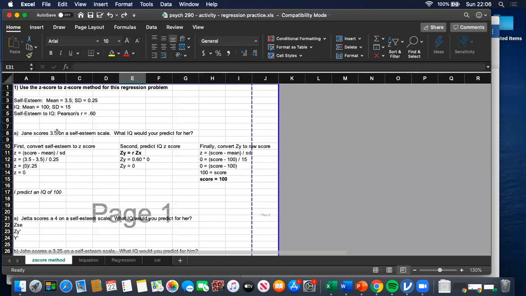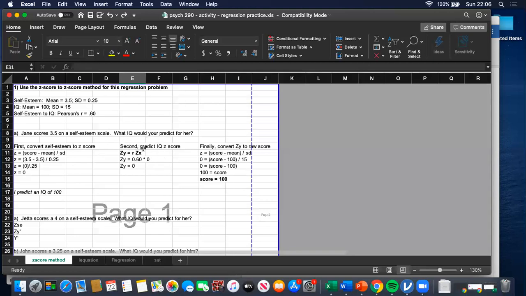You may have already guessed, based on the fact that Jane's score is the same as the mean, that we'll get to 0. But doing the math, 3.5 minus 3.5 is 0. 0 divided by 0.25, our standard deviation for self-esteem. The z for self-esteem for Jane is 0.